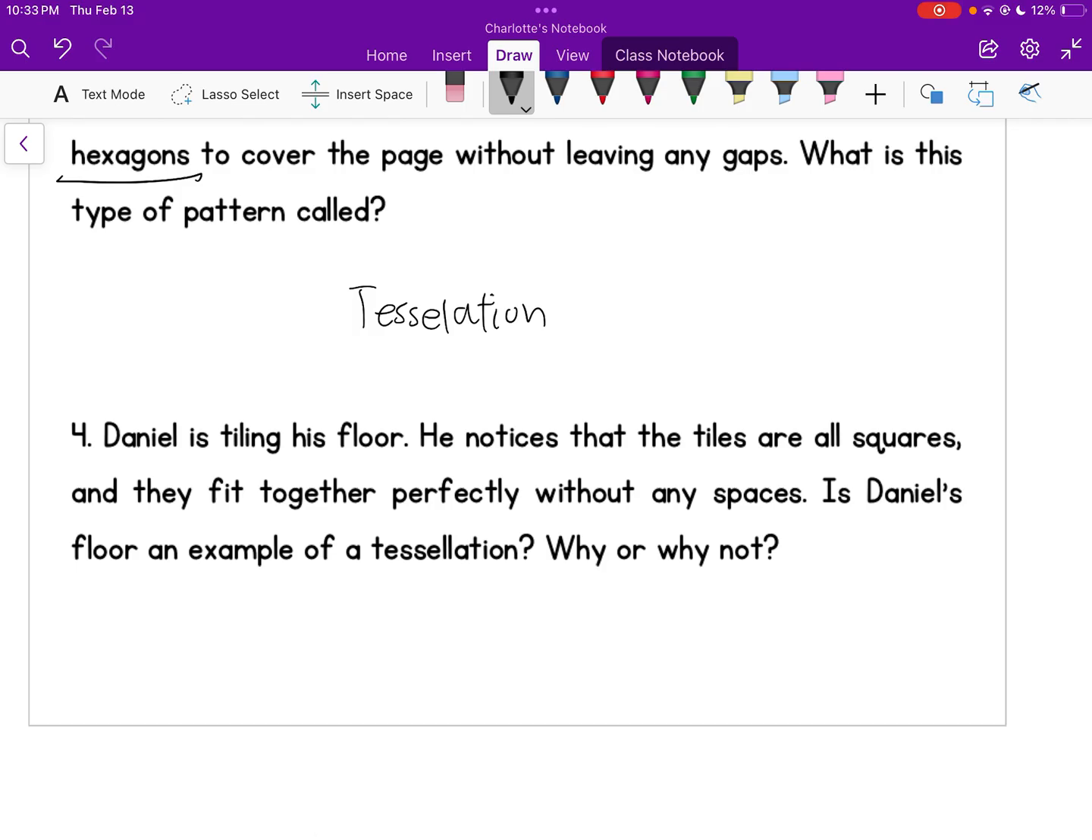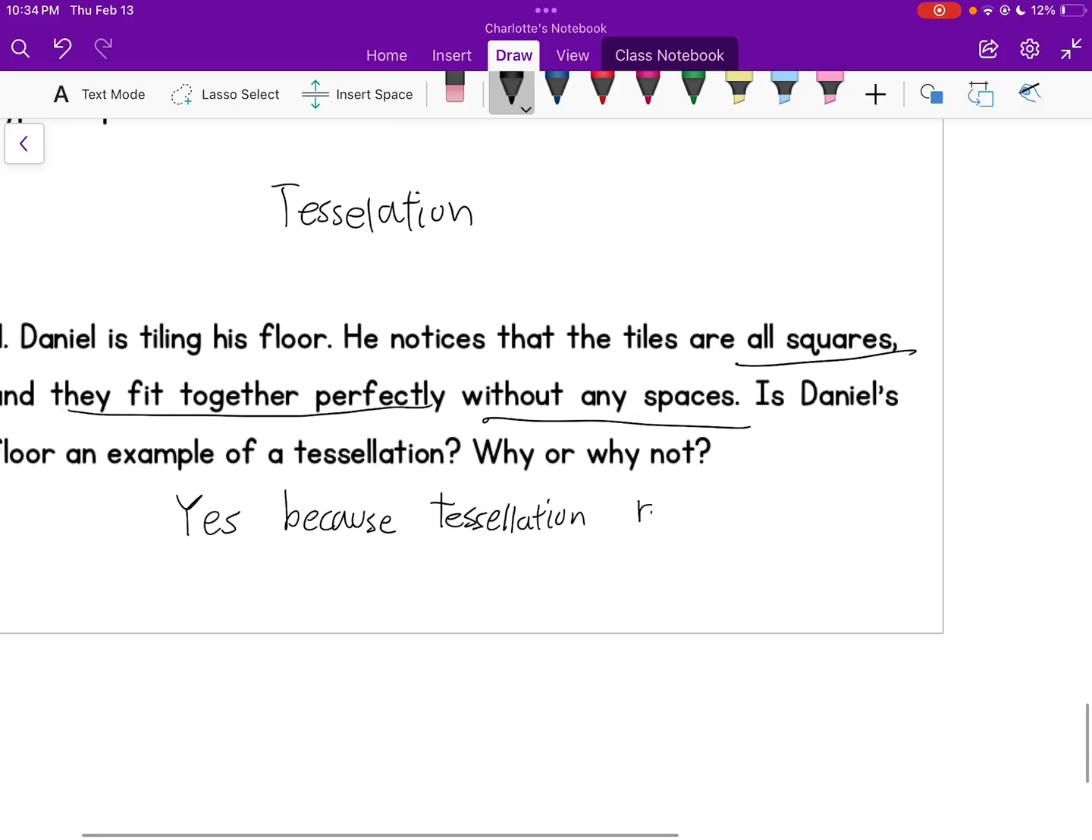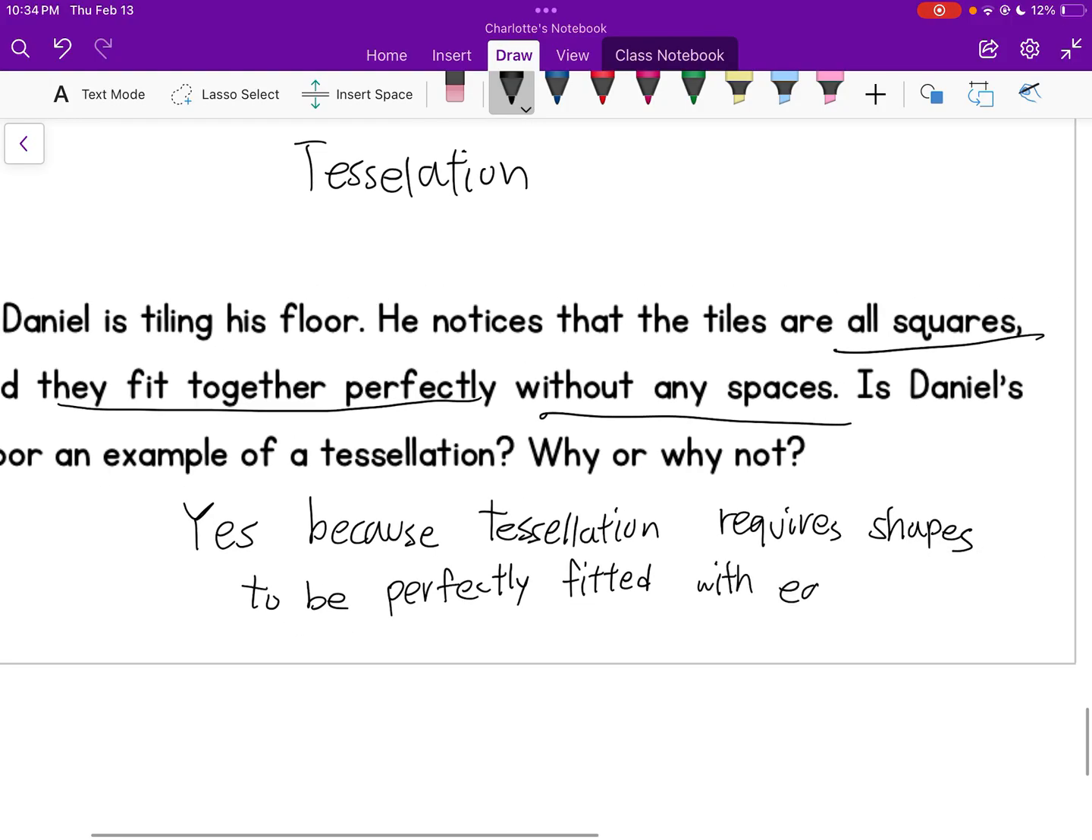And last one, number 4. Daniel is tiling his floor. He notices that the tiles are all squares and they fit together perfectly without any spaces. Is Daniel's floor an example of tessellation? Why or why not? So for this one, all squares and they fit together perfectly without any spaces. This means yes, because tessellation requires shapes to be perfectly fitted with each other as in one type of shape. So yes, and that's it. Thank you.